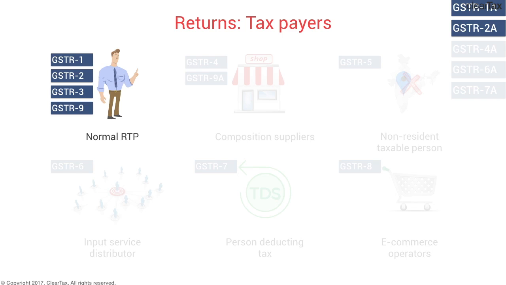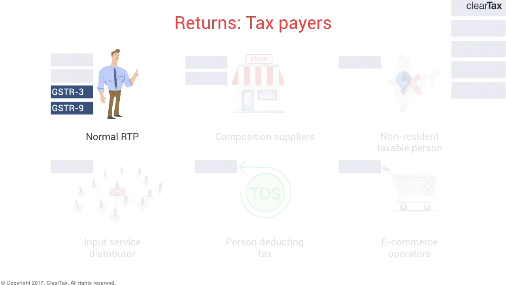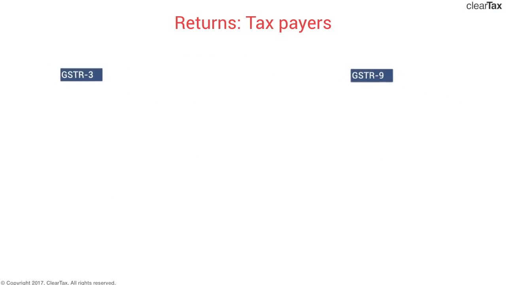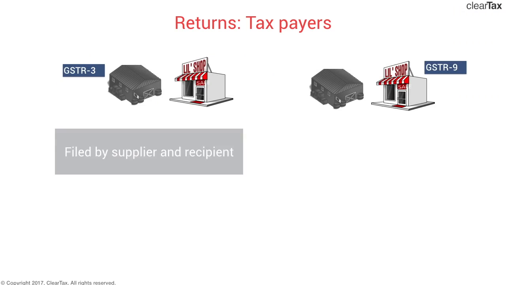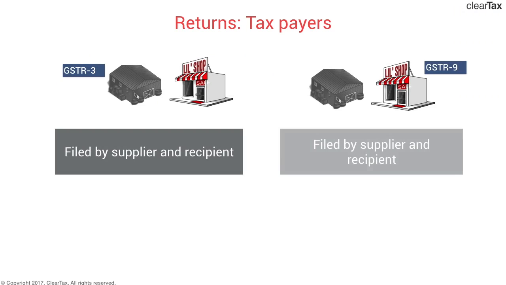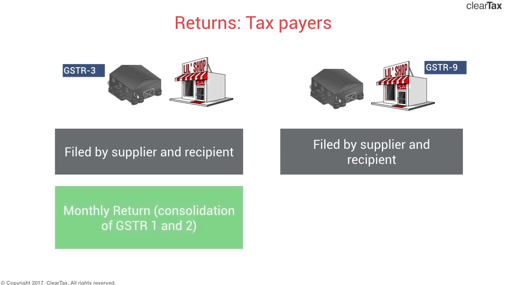We've been checking out returns that a normal registered taxpayer has to file. So far, we've seen GSTR-1 and 2. In this video, we'll check out GSTR-3. GSTR-3 is filed by both the recipient and the supplier. It is a monthly return. It is nothing but a consolidation of all the information that's been filled in GSTR-1 and 2, at an aggregate level, of course, not transaction level.